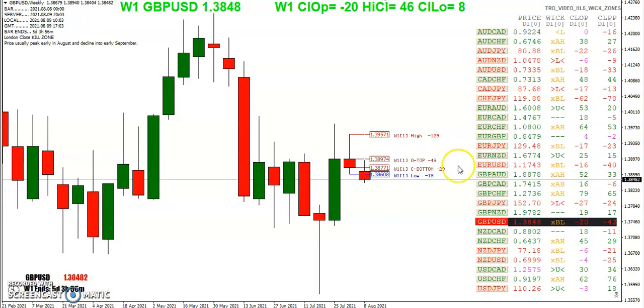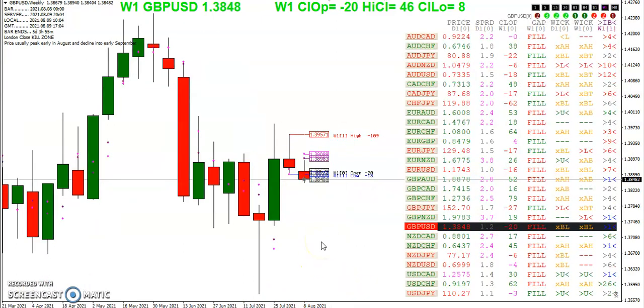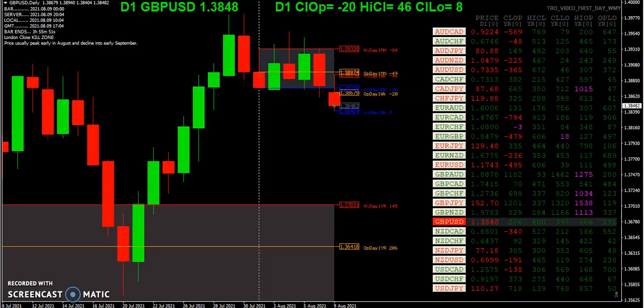Let's see. We've got the wick zones here. You can see we're out of the weekly wick zone. And we filled all of the gaps yesterday. And as far as the opening range for the month, you see we got inside it and then we fell out. Once again, a nice simple horizontal line trade.